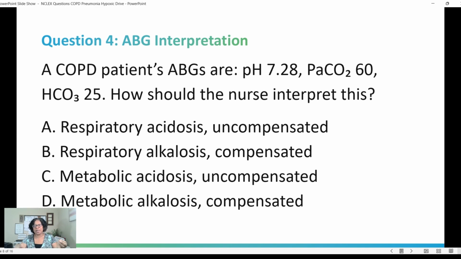And the bicarb is 25. So with this question, the bicarb normal range is 22 to 26. And so 25 is within normal range. So it's uncompensated, because in compensated, that bicarb would be out of range to try to correct the acidity to make that pH normal. Alrighty. So just try to remember that. This is uncompensated respiratory acidosis, which is common in COPD patients due to the chronic CO2 retention. So low pH, high CO2 equals respiratory acidosis.